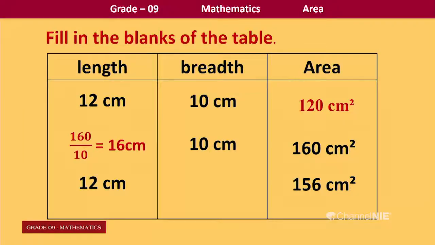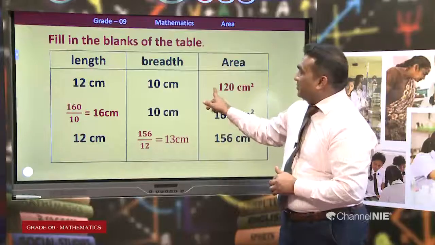Okay, next one. Now you have length and area. Area is 156. Length is 12 centimeters. Then how to find the breadth? We know that area should be divided by length. 156 square centimeters is divided by 12 centimeters. Then the breadth is 13 centimeters.